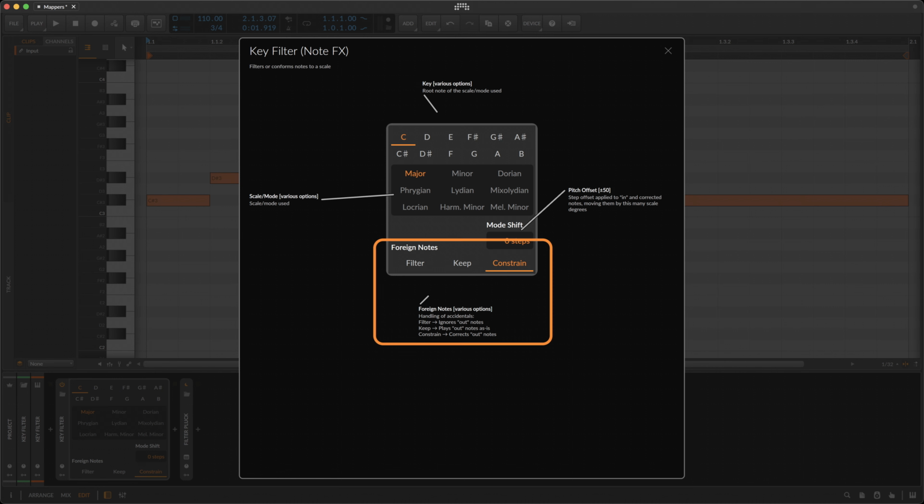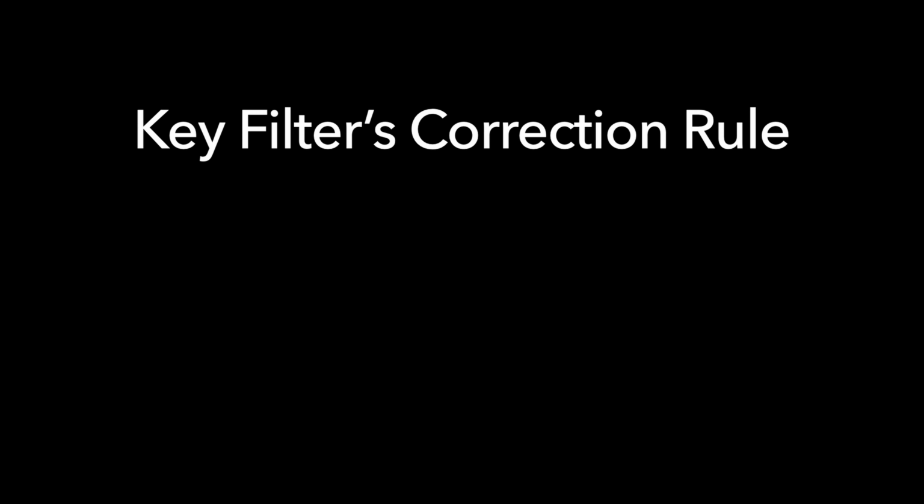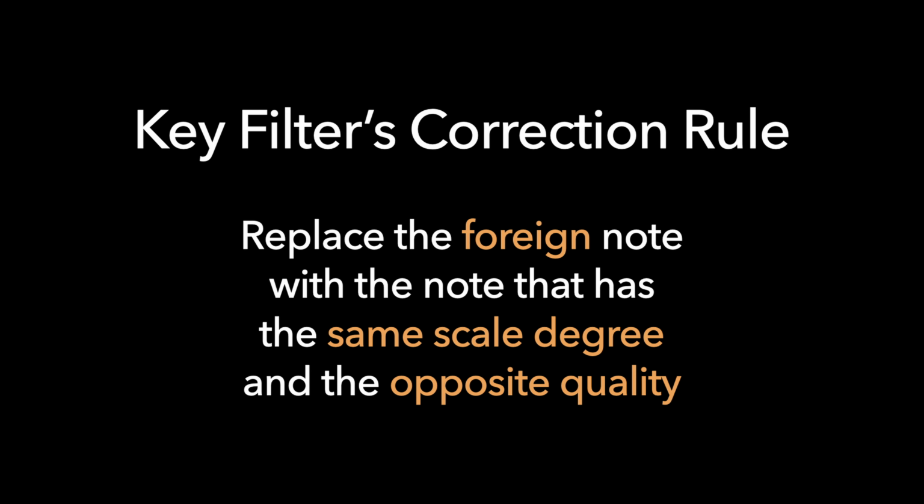A third parameter, the foreign notes parameter at the bottom of the device, tells key filter what to do with foreign notes. If you set the parameter to constrain, key filter will replace each foreign input note with a different note that is in the scale. How does key filter choose which note to play instead of the foreign note? To choose the note, it applies this rule. Replace the foreign note with the note that has the same scale degree and the opposite quality.